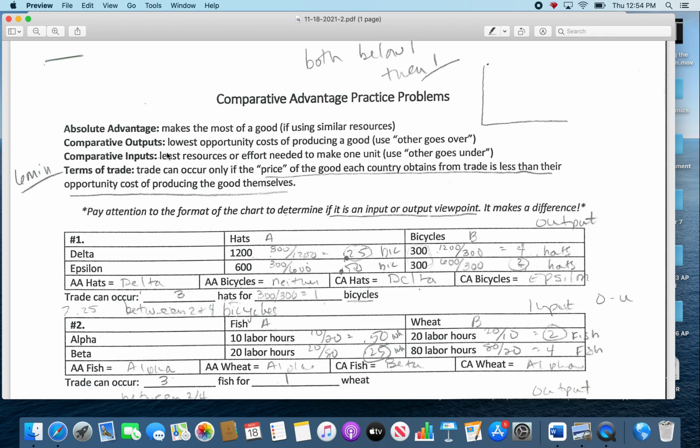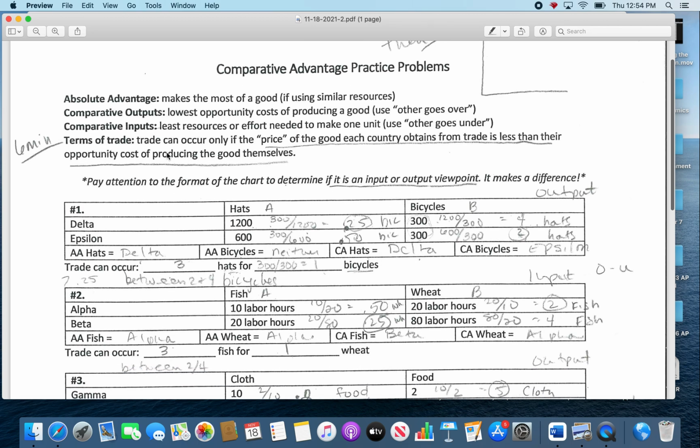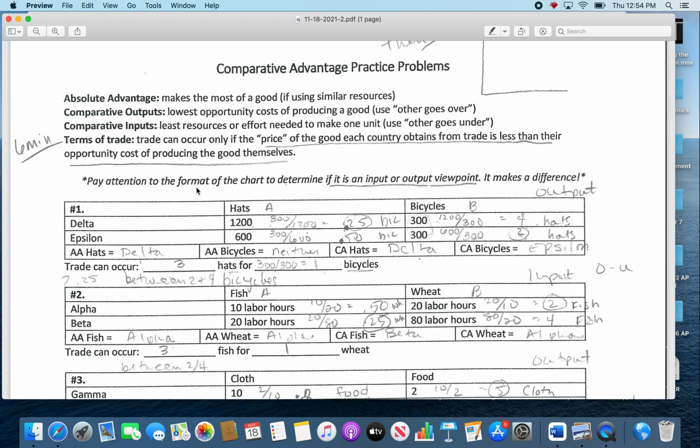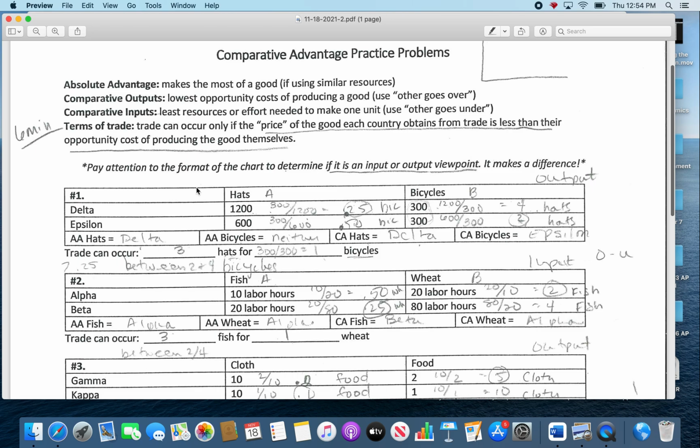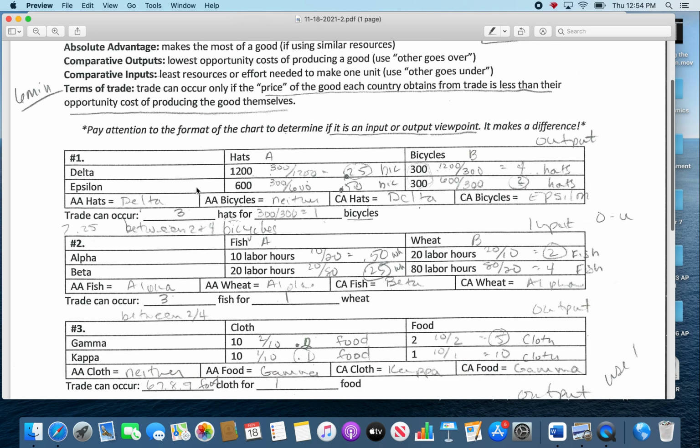Okay, we're going to look at this comparative advantage practice problem. At the top, it has absolute advantage, comparative advantage for outputs, comparative advantage for inputs, and then terms of trade. I think this is a good handout to look at terms of trade. So pay attention to the format of the chart to determine if it's an input or an output, because it does make a difference, obviously.